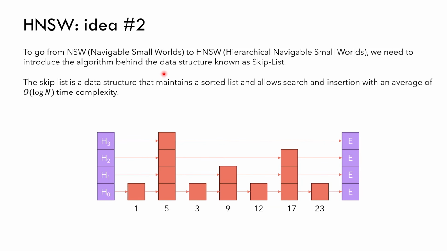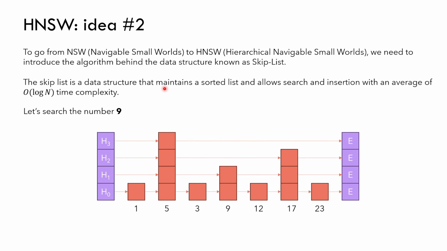The second idea of the hierarchical navigable small worlds is based on another data structure that is called the skip list. So to go from navigable small worlds to hierarchical navigable small worlds, we need to introduce this new data structure. So the skip list is a data structure that maintains a sorted list and allows searches and insertions with an average of logarithmic time complexity.